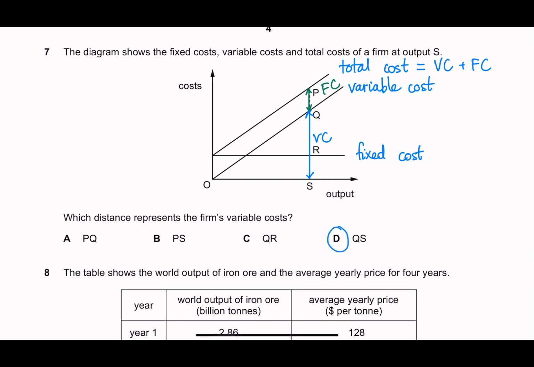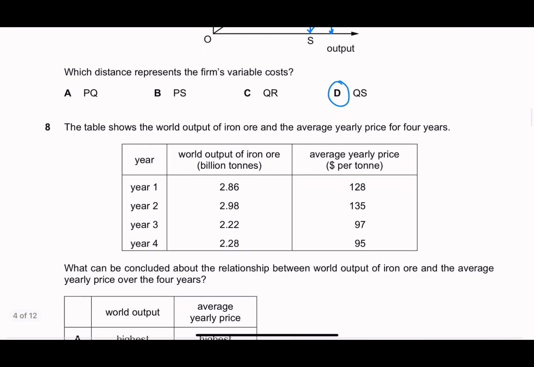So this question can be confusing if someone thinks about fixed cost as this line from here to here, which is a distance RS, but that is not even an option in here, so we should pay attention. So if the RS distance is a fixed cost, the PR distance would be the variable cost, but it's not an option in here, so we would choose QS as the variable cost.